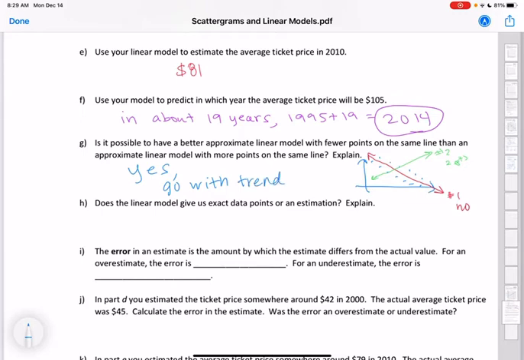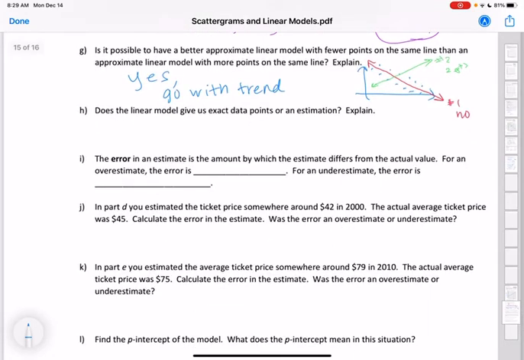Next one, H. Does the linear model give us exact data points or an estimation? What do you think? It's just an estimation. And again, I'm just going to write follows trend. Okay, for I, it says the error in estimate is the amount by which the estimate differs from the actual value. For an overestimate, the error is positive. For an underestimate, the error is negative.